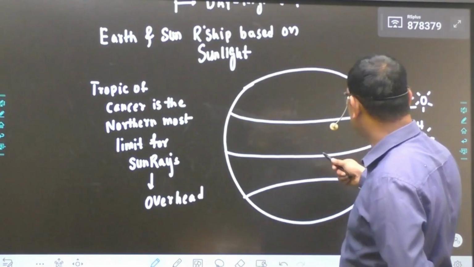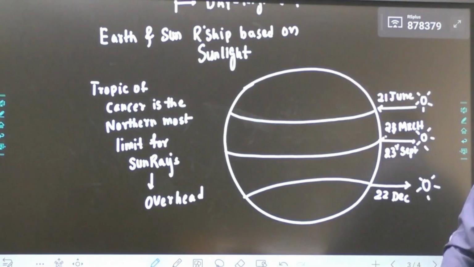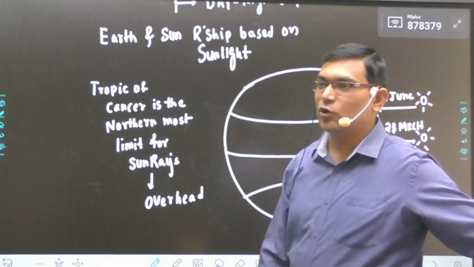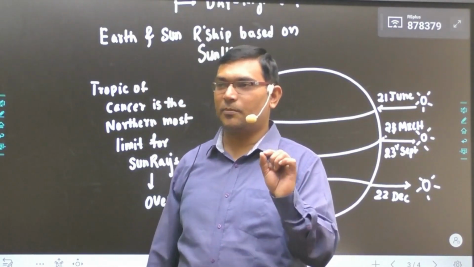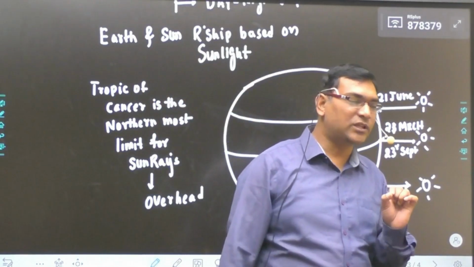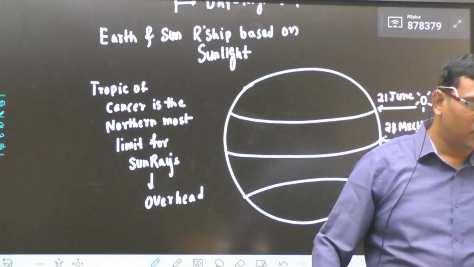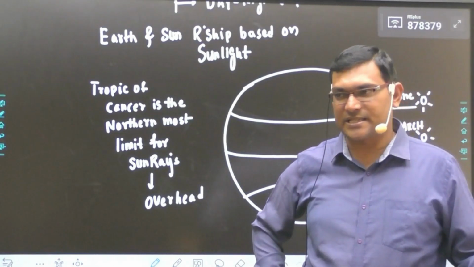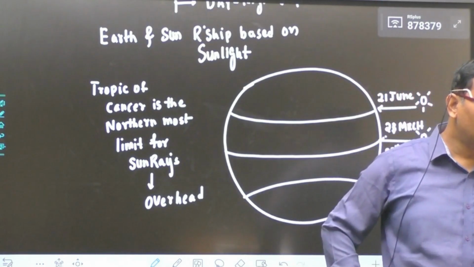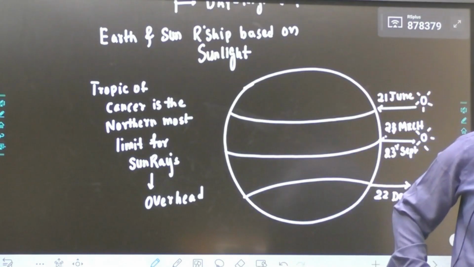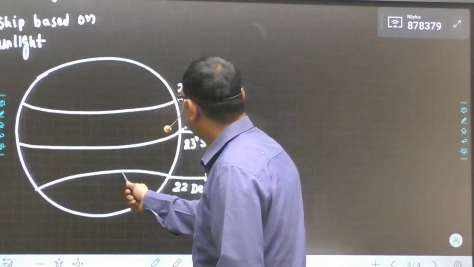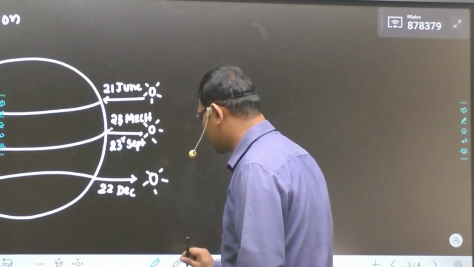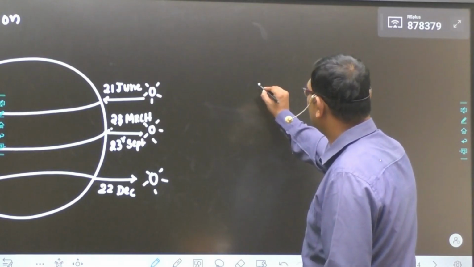At the same time, you write here, the Tropic of Capricorn is the south hemisphere limit. So, the Tropic of Capricorn is the south hemisphere limit for overhead sun rays. Yes or no? Now listen carefully. I will come back to this picture, but before that I will just draw.